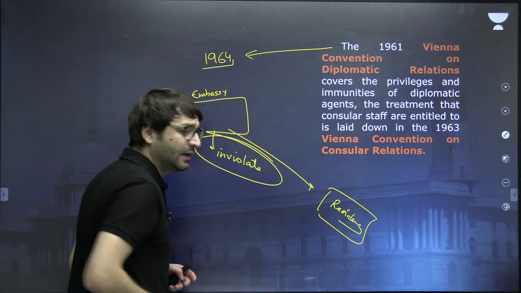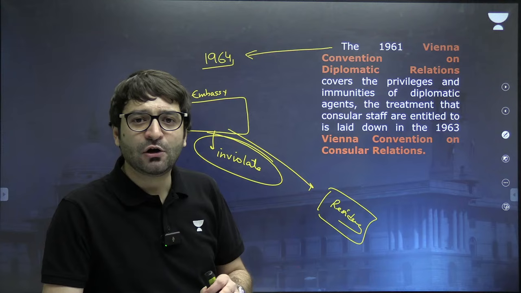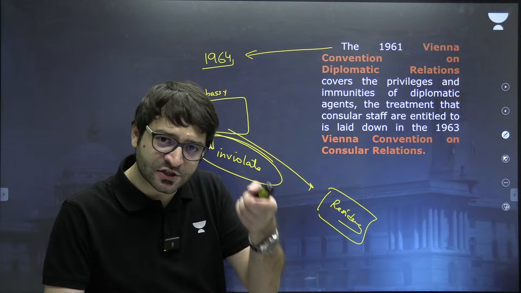In fact, this protection extends to the residence of the diplomat as well. If you are a diplomat and you reside at a particular flat or house, the host country cannot enter the private residence of this diplomat either. That is also inviolate.